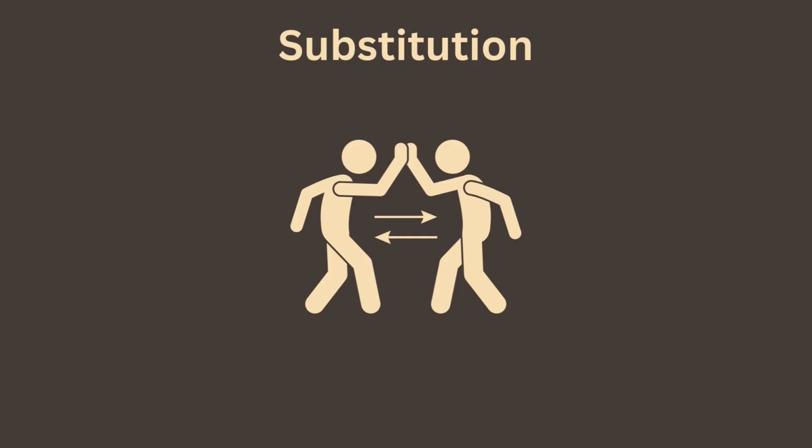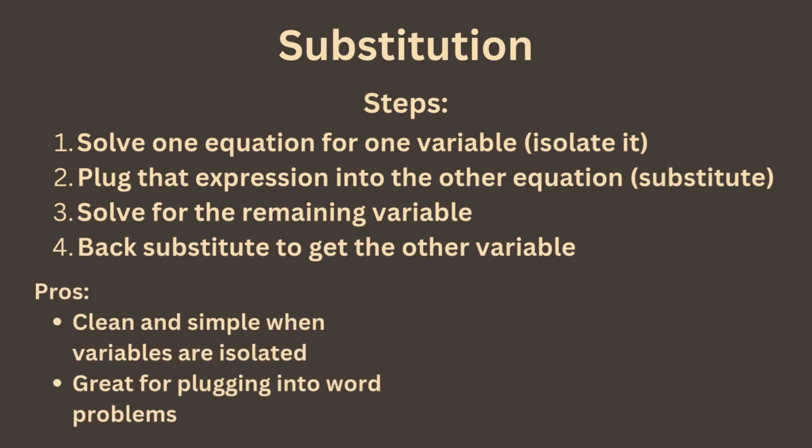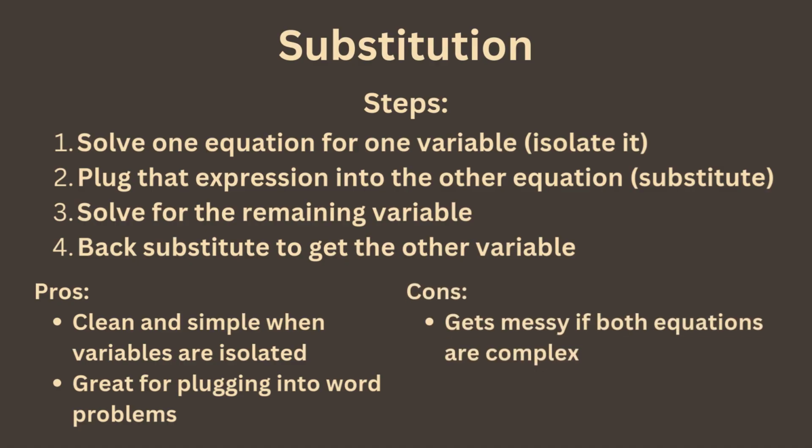The substitution method works best when one equation is already solved or easy to solve for a variable. The steps are as follows. 1. Solve one equation for one variable. 2. Plug that expression into the other equation. 3. Solve for the remaining variable. 4. Then back substitute to get the other variable. The pros are that it's clean and simple when variables are isolated and great for plugging into word problems. The con is that it can get messy if both equations are complex.